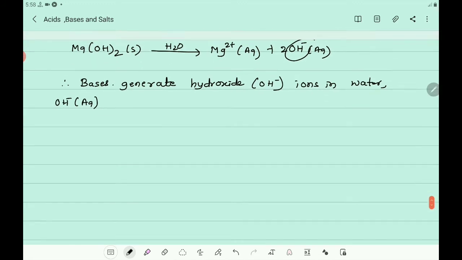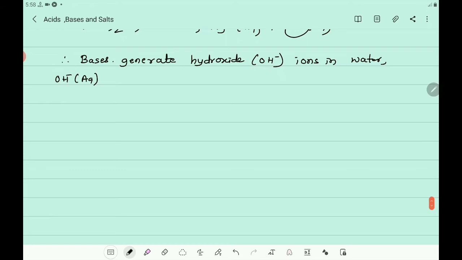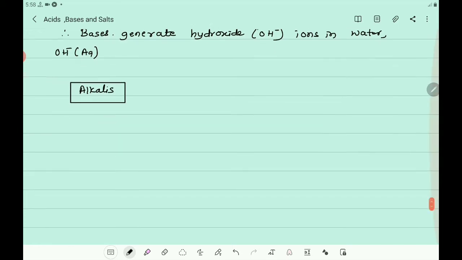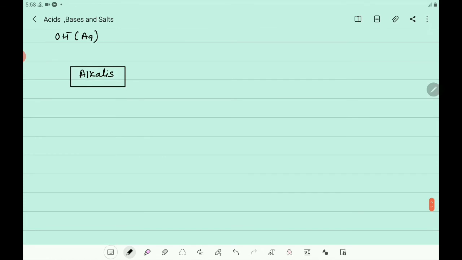But you know that all bases do not dissolve in water. So the bases which dissolve in water are called alkalis. And what are alkalis? Bases which dissolve in water. An alkali is a base that dissolves in water. They are soapy to touch, bitter and corrosive.